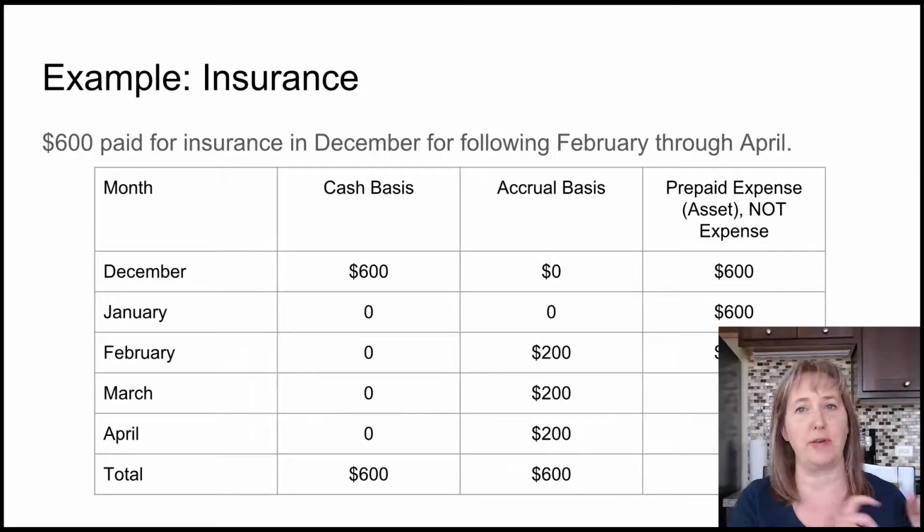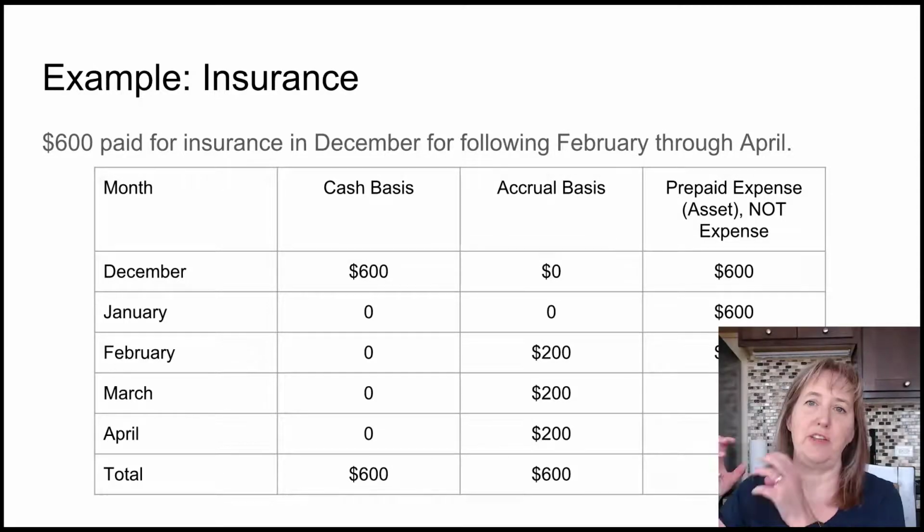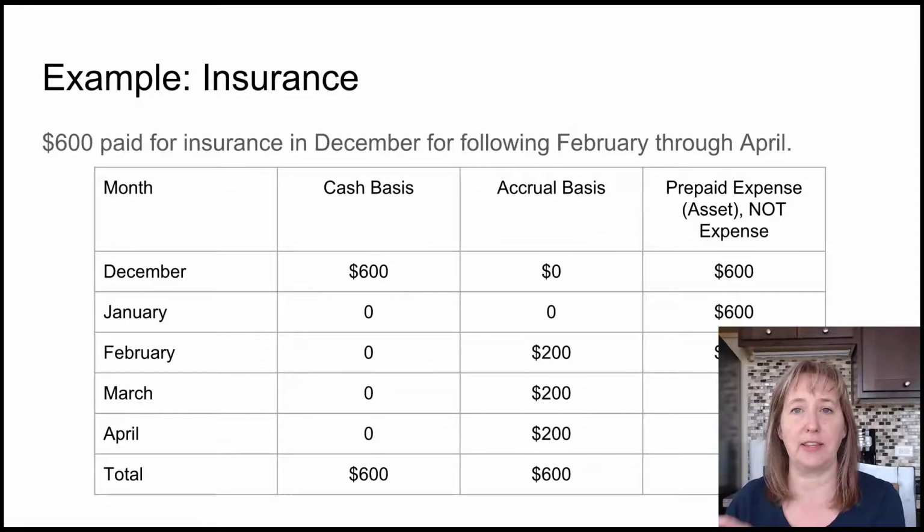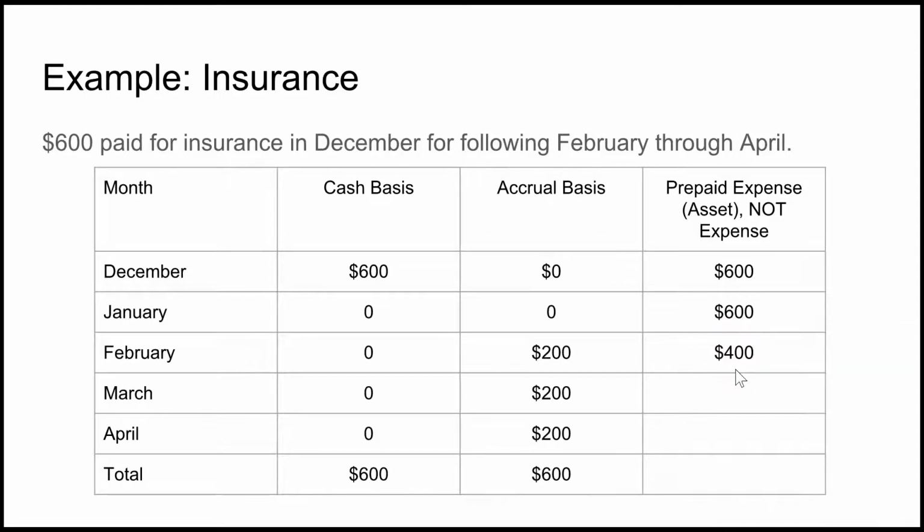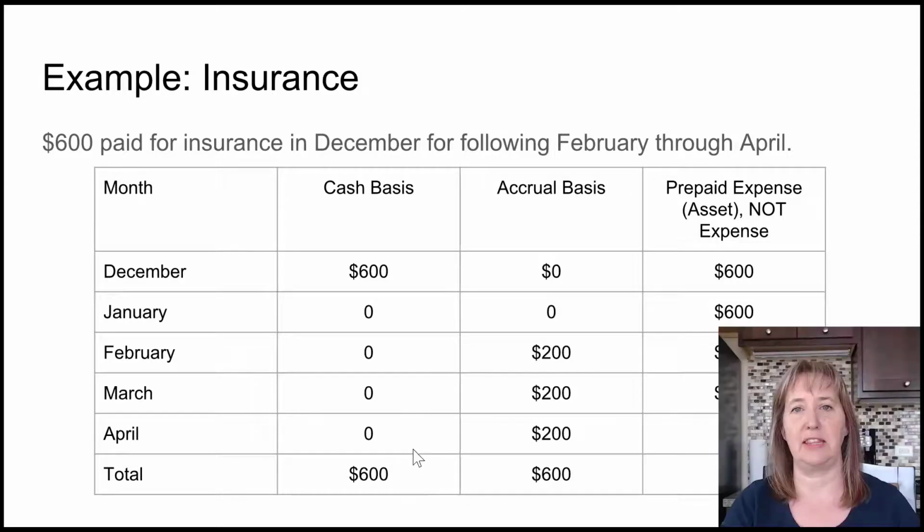So all you're doing is you're reclassifying it from this bucket, moving that $200 over to your profit and loss statement as an expense. Same thing in March, same thing in April, and you'll see at the end of this period of time, there's no difference in the amount of cash that was spent. There was $600 paid for insurance no matter which way you slice it. But using the cash method, it gets reported in December, and using the accrual method, it gets expensed over time. Okay, so hopefully that makes sense.